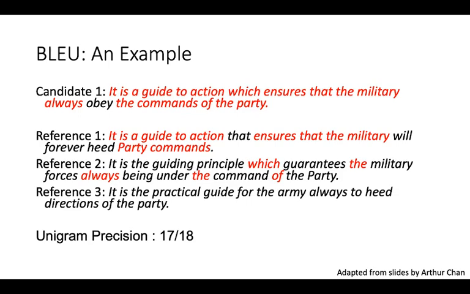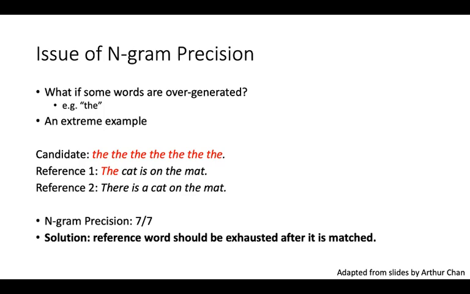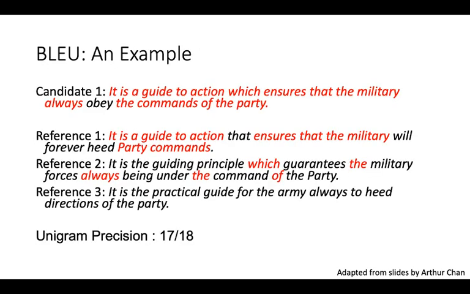For example, the word in red means the word exists in the reference. We have 3 references, and we can count how many times those words hit in the reference sentence. And we know that the unigram precision is 7 divided by 18. 18 is the number of the words in the candidate.